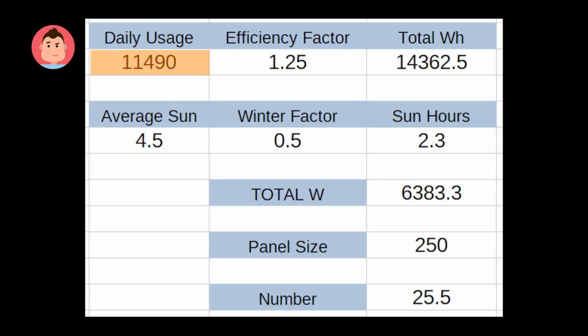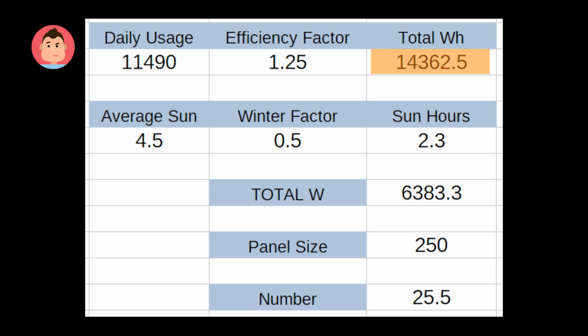Now Tom lives in New England. Not that much sun in New England. This map says about 4.5 peak solar hours. And he says it's pretty stormy during the winter, so we're going to multiply by 50%. We take the daily usage of 11,490, multiply it by that efficiency factor of 1.25, giving us 14,362. We looked up the average sun hours is 4.5, but the winter factor is going to be 50%. So that gives us only 2.3 sun hours.